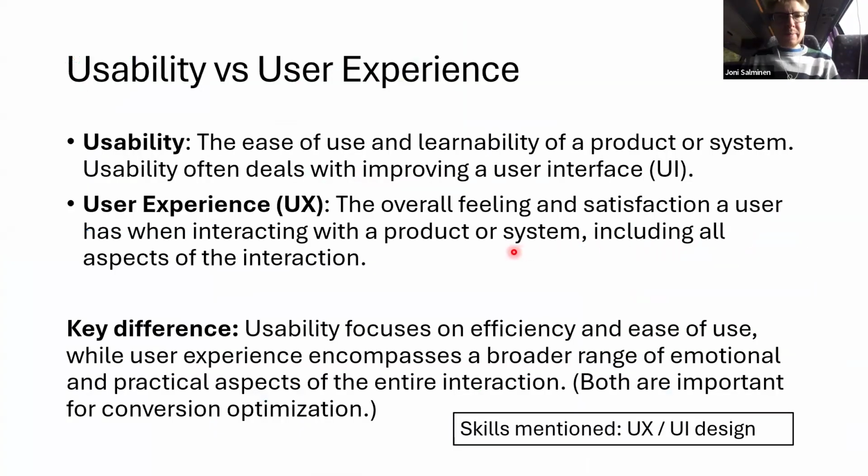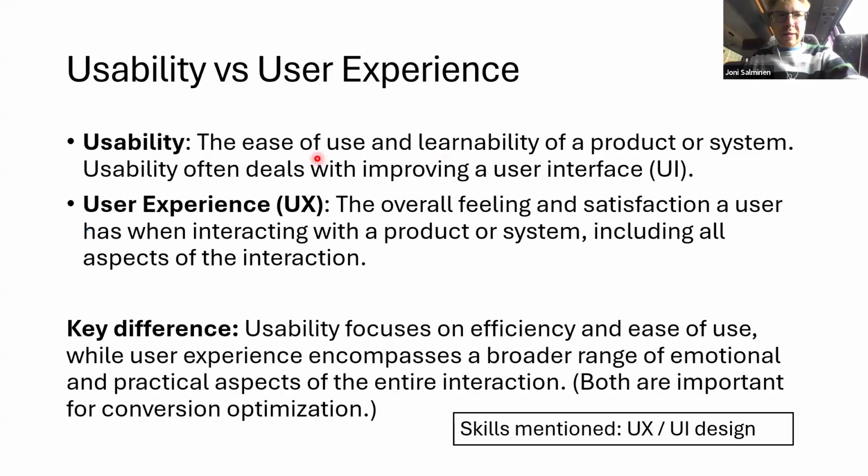Okay, and then I wanted to explain a couple of concepts because usability and user experience might be easy to confuse. So what does each of them mean? Usability is often associated with user interfaces. For example, a website has a user interface. It has some options for people to click and information for them to view.